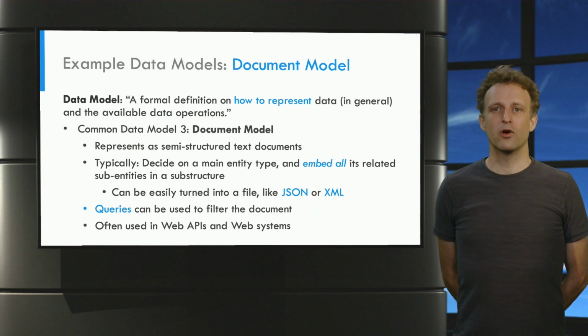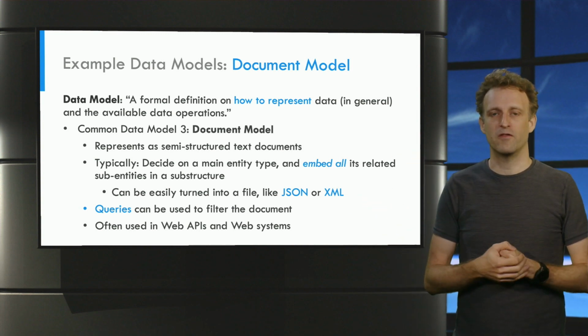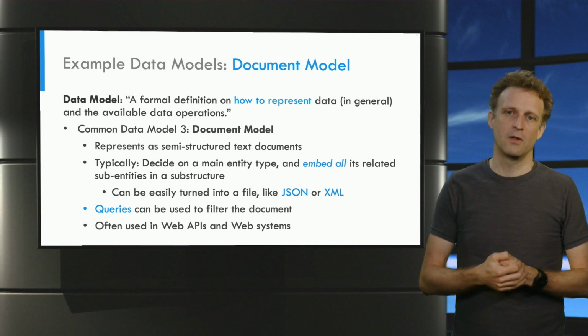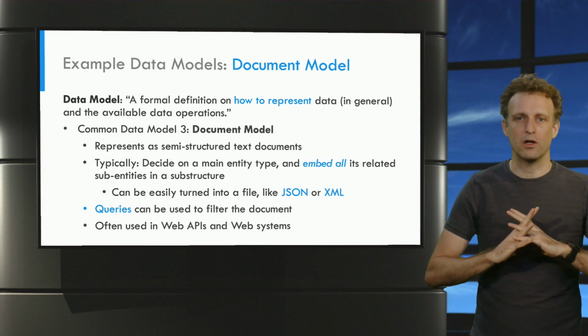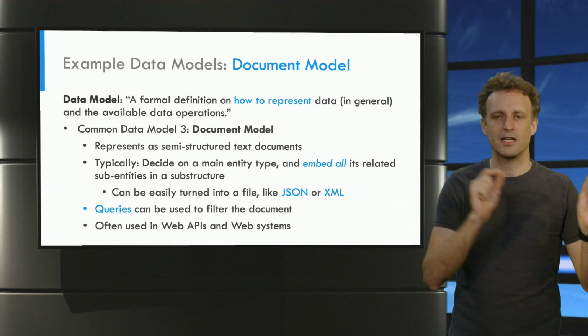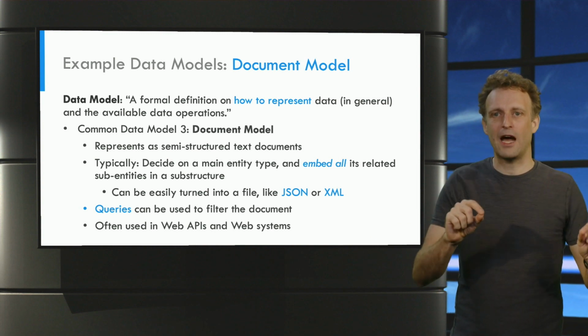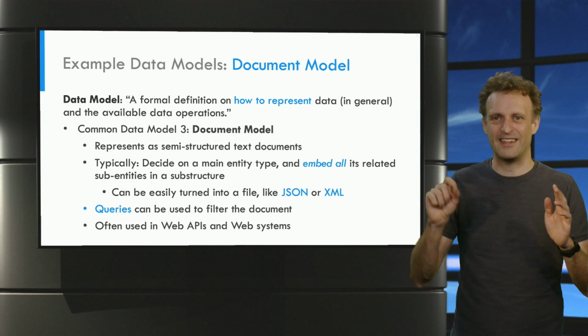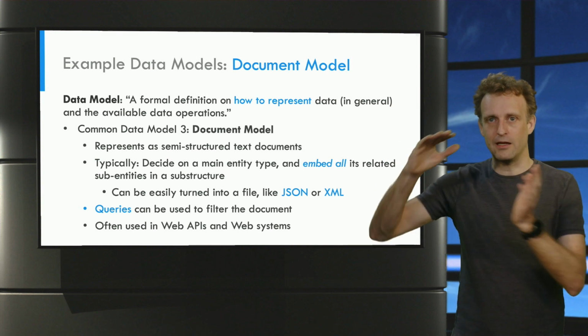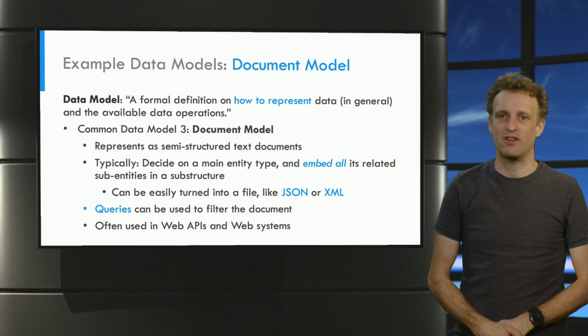For the last data model, let's have a brief glance at the document model, which is popular in many web-based applications in the form of JSON or XML files. The core idea of the document model is to represent all its data in semi-structured text documents. To do so, we typically have to decide on one main entity type and then aggregate and embed all its related sub-entity types as substructures.